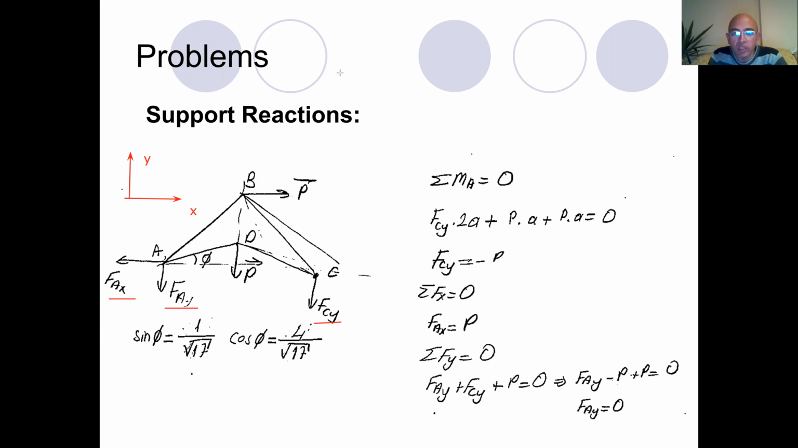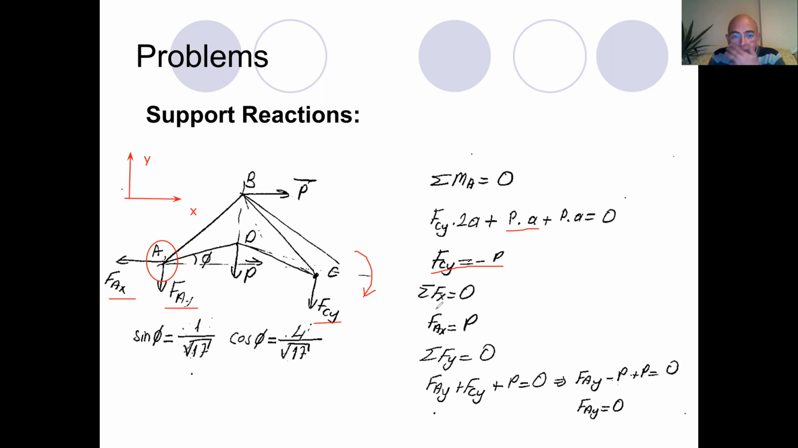I prefer to take the moment with respect to point A, as you see. So sum of the moments with respect to point A has to be equal to 0. Now I assume that the clockwise direction is positive. So FCY multiplied by 2a, so 1a is here and 1a is here, plus P multiplied by a, this is P, this is the force at point B, and plus P multiplied by a. So from here, I can easily say that FCY is equal to minus P. So that is the support reaction.